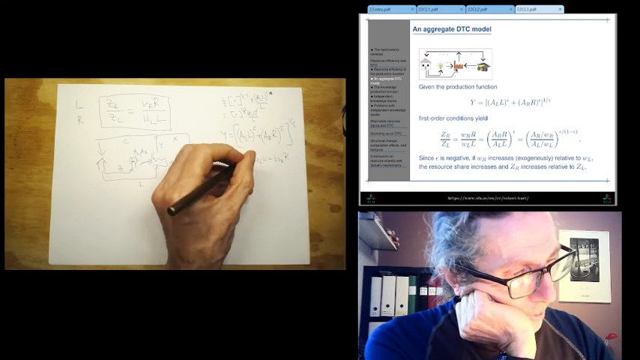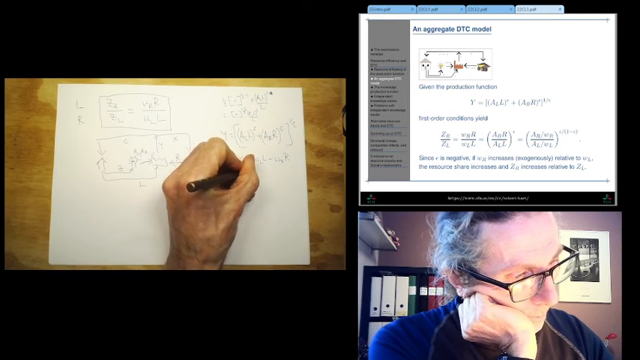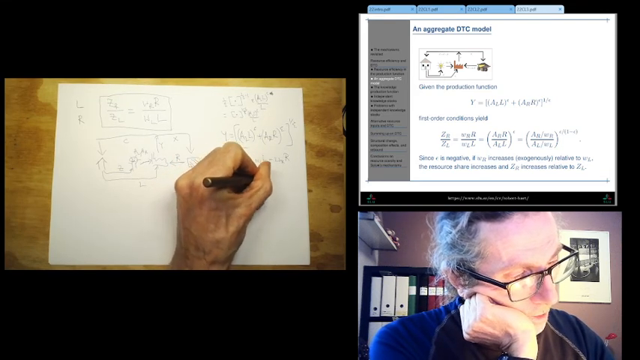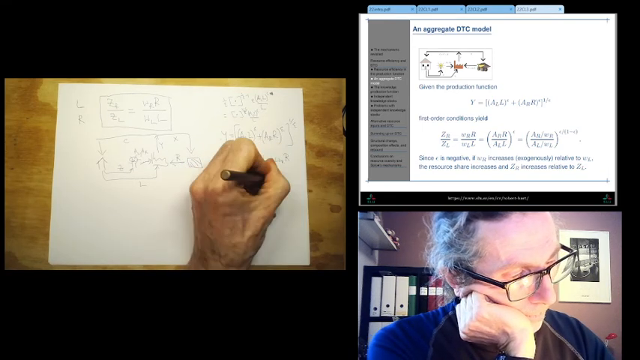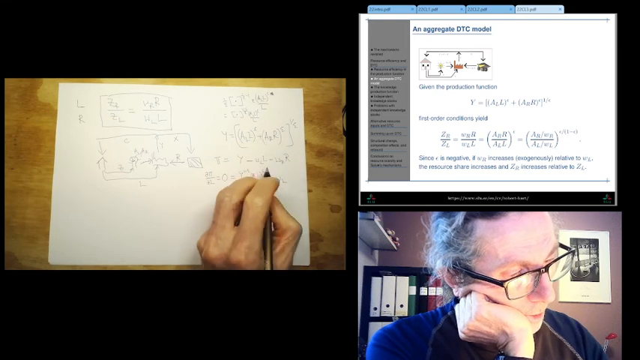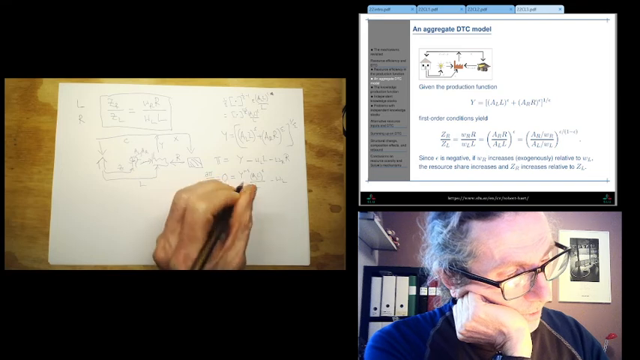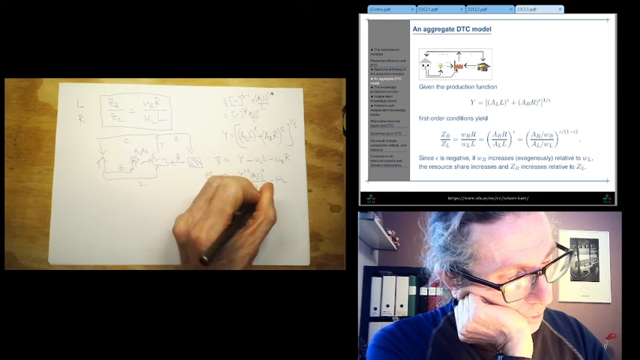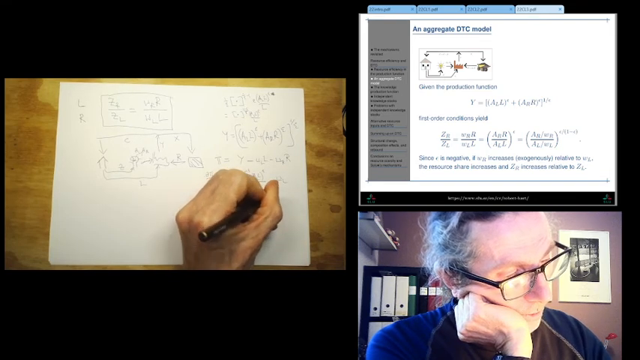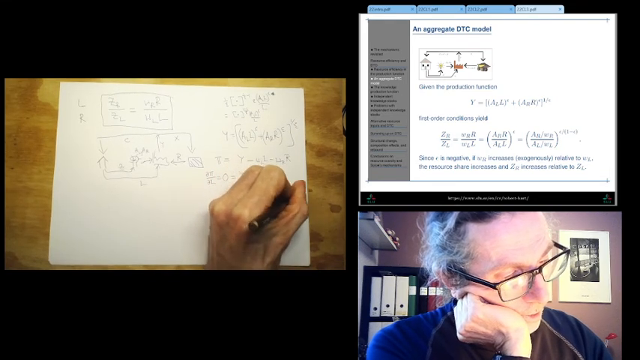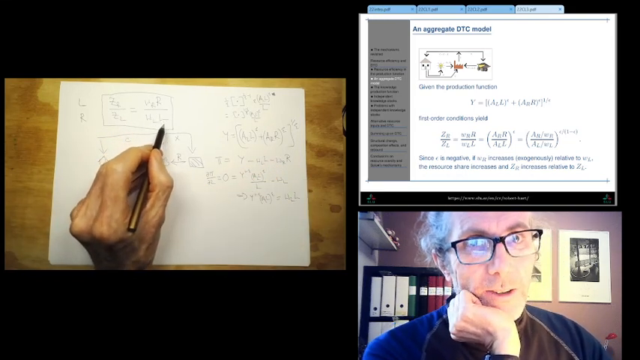So we end up with Y^(1-ε) (A_L L)^ε over L minus W_L. Remember, we're differentiating with respect to L. So that tells us that Y^(1-ε) (A_L L)^ε is W_L L, what we spend on labor.